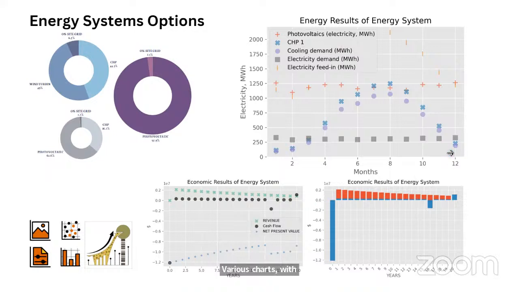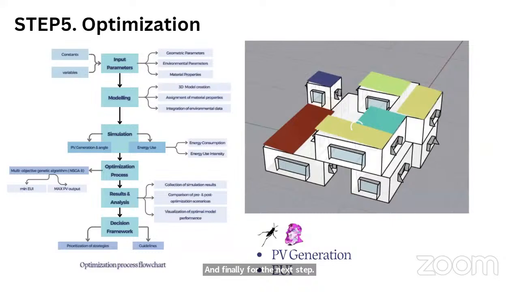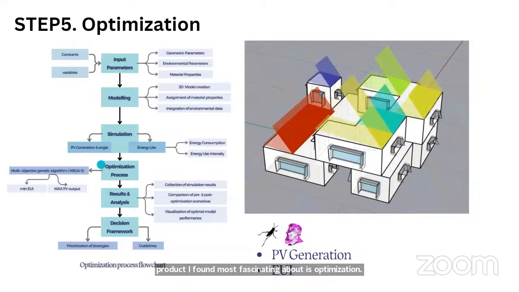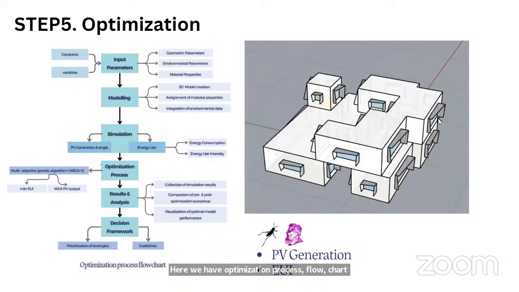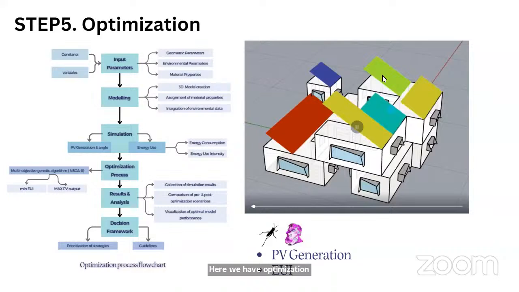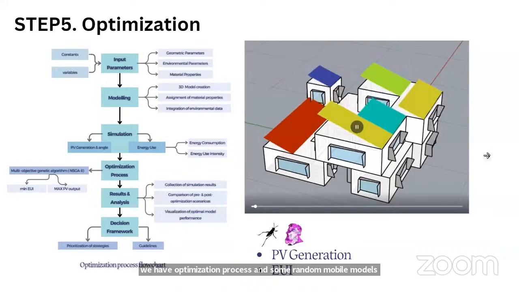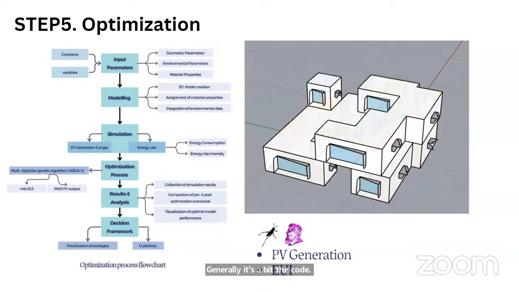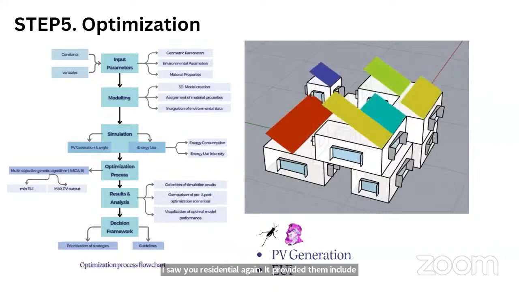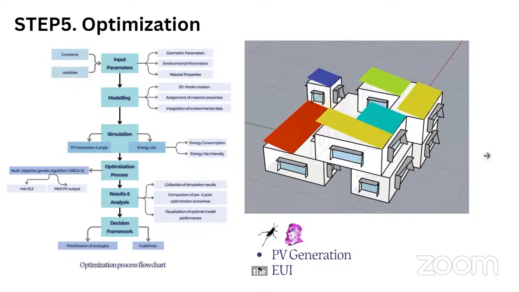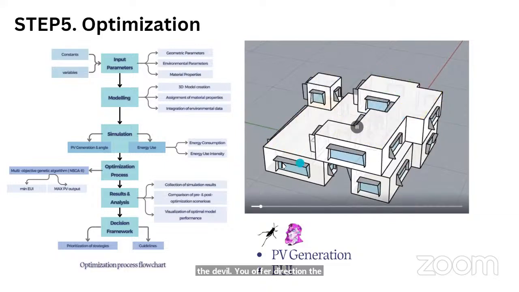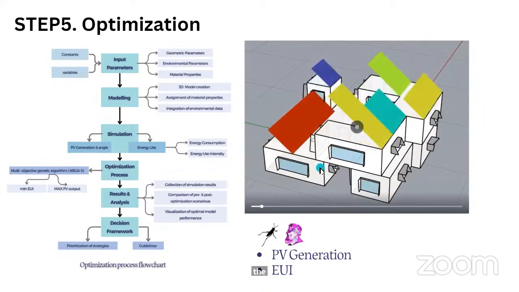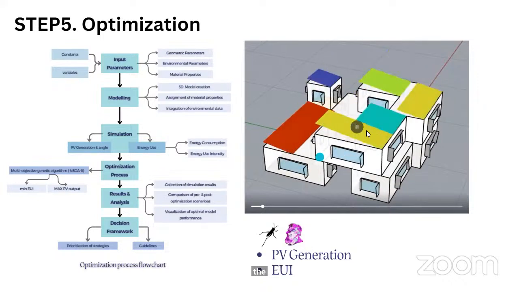And finally, for the next step, the part I find most fascinating is optimization. Here we have the optimization process flowchart and some random models generated with the code. I chose here a residential unit where the genes included the WWR for each direction, the form of shading devices for each window, and the angle of the solar panels, as shown.